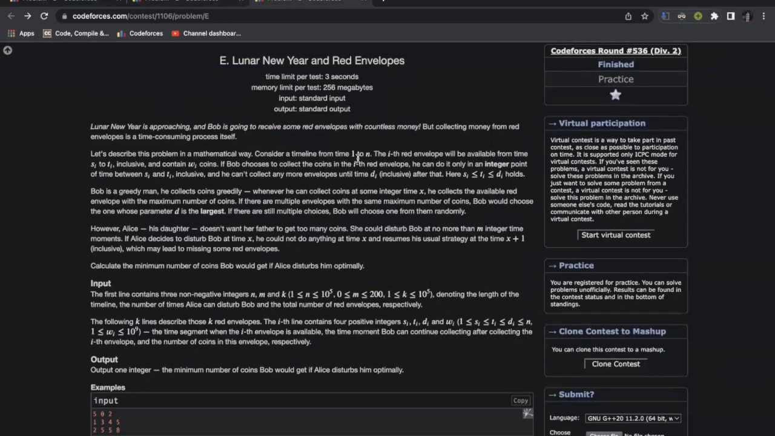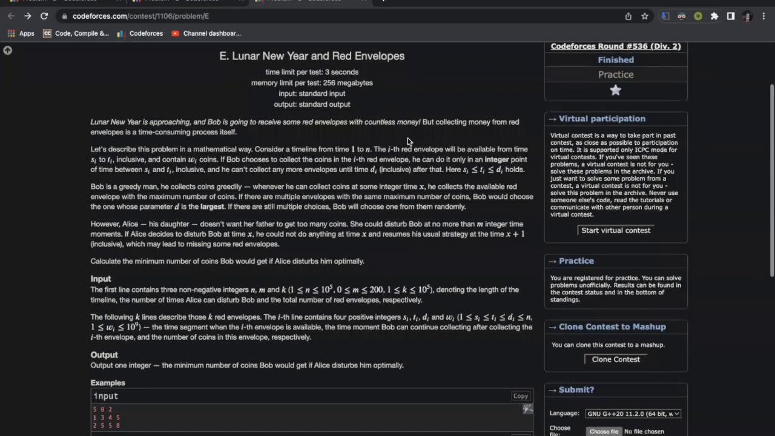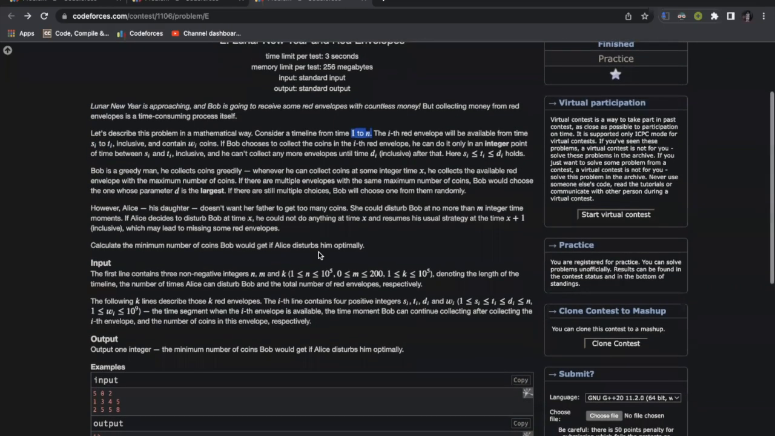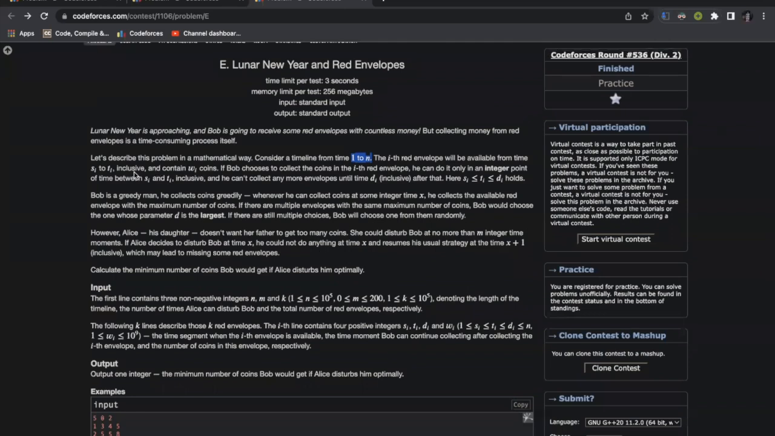We consider a timeline from t equals 1 to t equals n. The ith red envelope is available from time si to ti. So there are some envelopes, and the ith envelope is available from t equals si to t equals ti, inclusive. All the times are from 1 to n, which is a good thing here because n is up to 10 to the 5. We'll see how to use that later. And a particular red envelope contains wi coins.